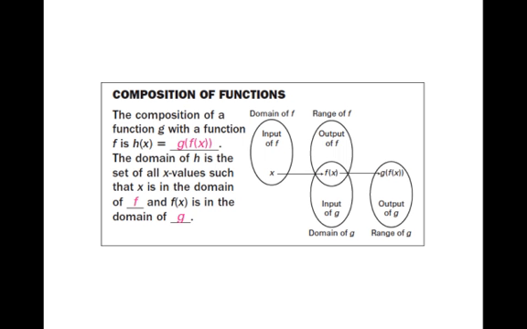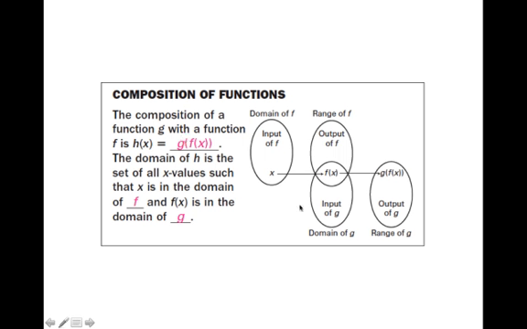The composition of function g with function f is h of x equals g of f of x. So everywhere you see the parentheses, you say "of." So g of f of x. What that means is you're going to actually take f of x and use that as the input for g. So the domain of h is the set of all values such that x is in the domain of f, because you're going to have to evaluate f of x, and then f of x is in the domain of g, because that function value is going to be what you plug into g. So g has to be defined for that value.